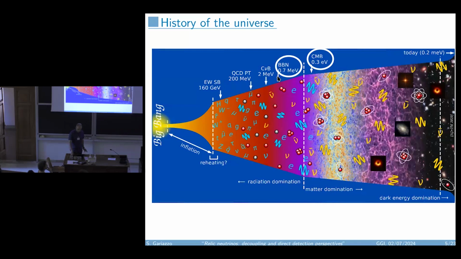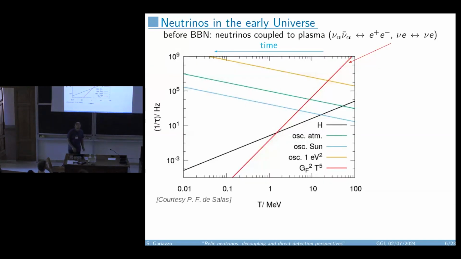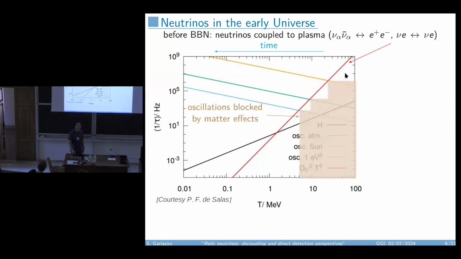What happens to neutrinos? So neutrinos are in a very hot plasma and very high interaction state in the early universe. In this plot, where time goes from right to left, you see that at very high temperatures, neutrinos have a very high interaction. This red line represents the interaction rate. And it's important to know that interactions are very frequent in the early universe, so neutrinos cannot oscillate until basically the red line falls behind these colored lines, which represent the oscillation rates.